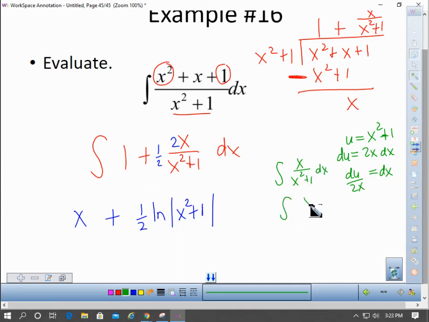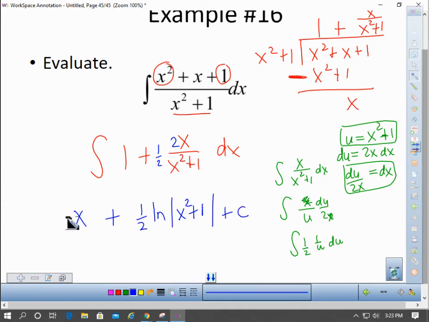When I do that, it's going to be x over u, and in place of dx, I'm putting du over 2x. The x's cancel. So you'll see you've got a 1/2, and then you've got your 1 over u, and then your du. So there's where the 1/2 comes from that I have here. And then the 1 over u is the natural log of your u value. So that's where ln of x squared plus 1 came from. And then all we need last is to put our plus c, and we're done.